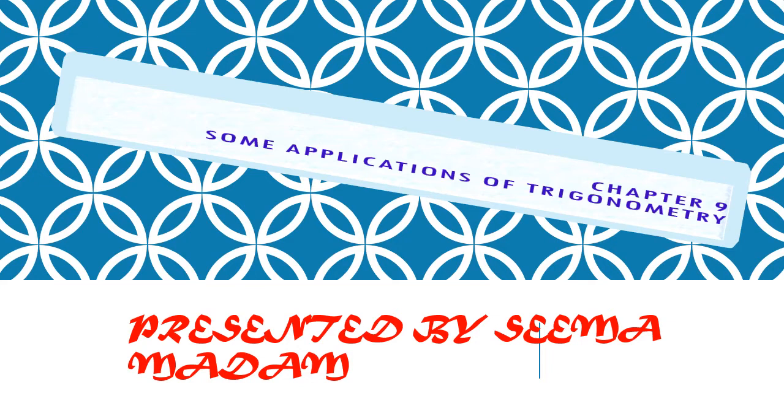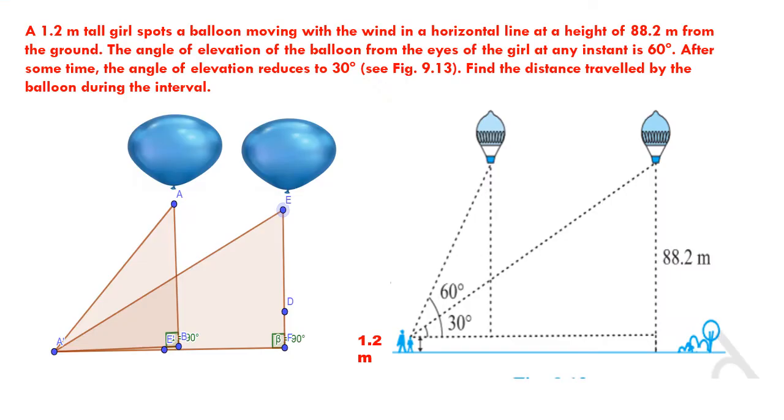So let us take two examples today. A 1.2 meter tall girl spots a balloon moving with the wind in a horizontal line at a height of 88.2 meters from the ground. Now suppose here is the girl, whose height is 1.2 meter. First she is spotting a balloon at this position.